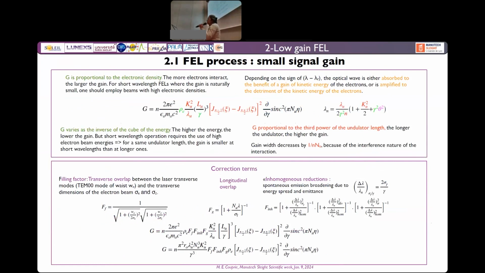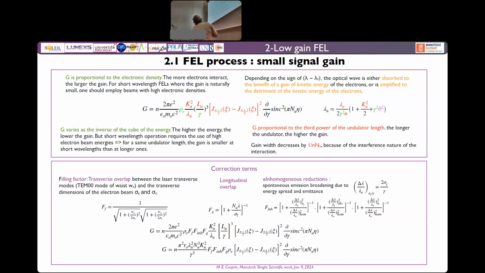So what we have here for the gain depends on the undulator parameters. For a planar undulator, because of this oscillating term in the longitudinal position, it goes with Bessel functions. We have the dependence on the electron beam, so electron beam density and electron beam energy. And we have a sinus cardinal term here, which is due to the fact that we have N_u periods of the undulator.